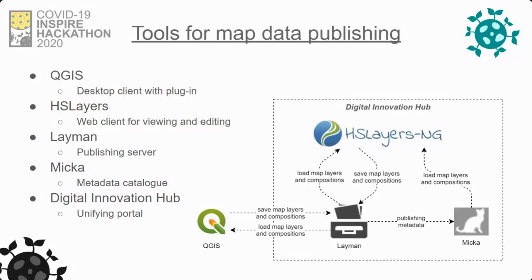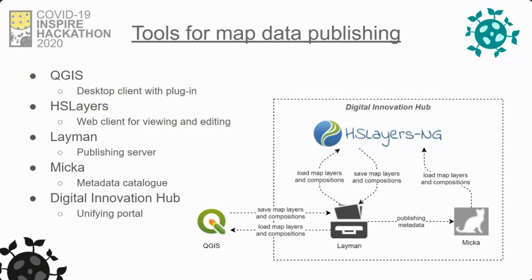HSLayers, on the other hand, is a completely web-based mapping framework in which you can create your own map applications. And as you will see in a couple of minutes, with the tools provided, you can create and publish data as well. But if you want to publish map data, you need somewhere to store it, and you need some publishing tool to do it. And that is what Layman is. So Layman is some kind of publishing server for map data.